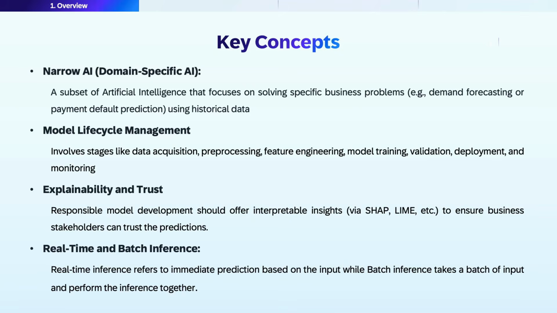Narrow AI, also known as domain-specific AI, is a subset of artificial intelligence designed to solve specific business problems. For example, it can be used for demand forecasting or predicting payment defaults, usually by analyzing historic data. AI model lifecycle management refers to the step-by-step process of building and managing AI models. This includes data acquisition, pre-processing, feature engineering, model training, validation, deployment, and ongoing monitoring.